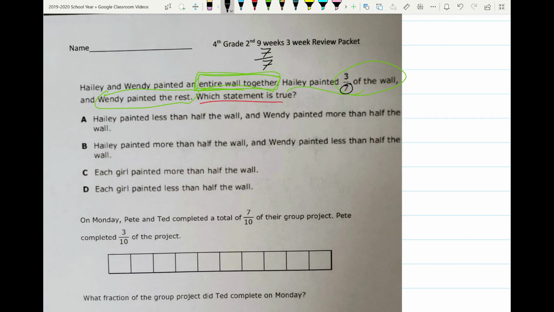So if I know that Harley painted 3/7, what's left over would be what Wendy did. Okay, so 7 out of 7 minus 3/7 is what? Remember, when we're adding or subtracting fractions, you add or subtract your numerators and your denominator stays the same. 7 minus 3 is 4. My denominator stays the same. So that means this is what Wendy did. Okay? You figure out what is your statement.